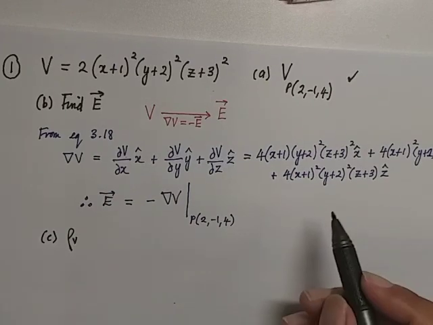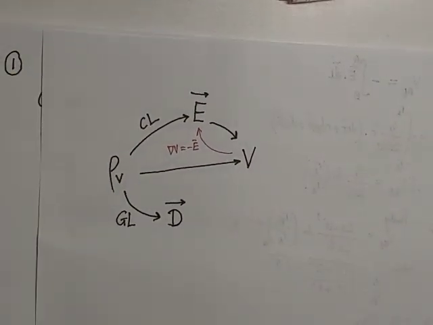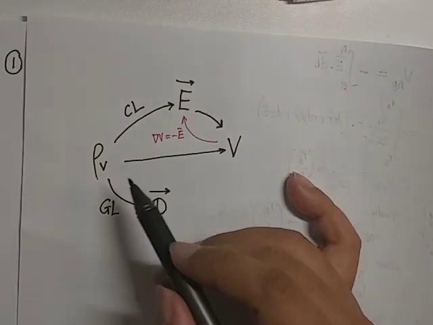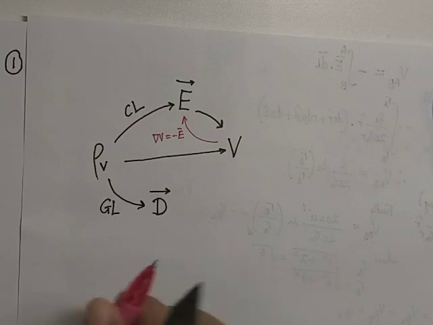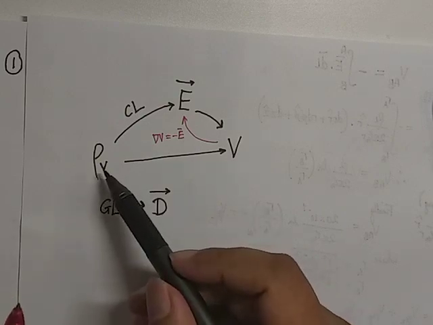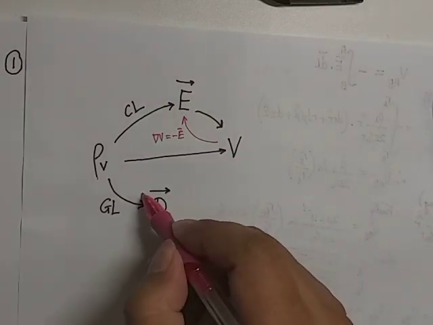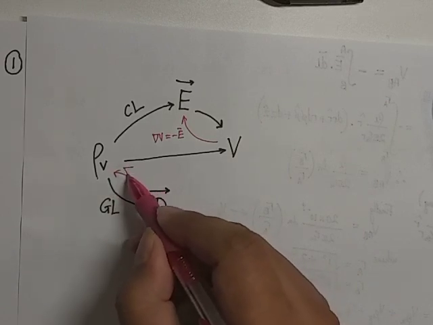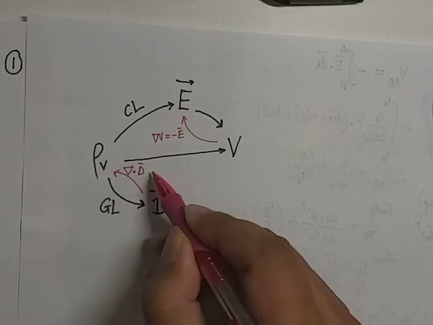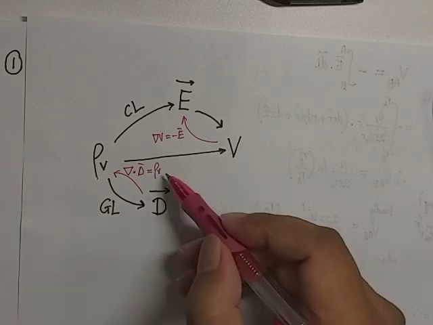Okay, and rho V is known as volume charge density. Let's refer back to our diagram now. So we want to find rho V. To find rho V, we know that this can be done by using Maxwell equation number 1, divergence of D equal to rho V. So that's going to be our approach.